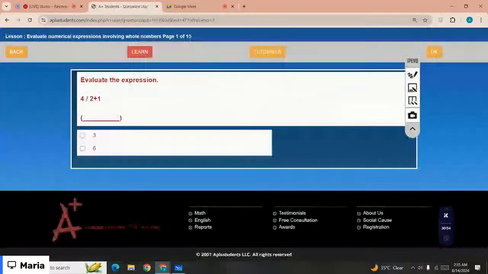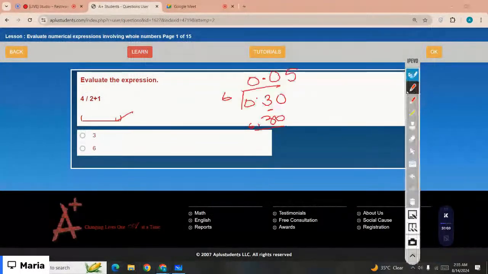That is 4 divided by 2 plus 1. So you have to keep in mind which operation you have to do first. Going from left to right, you have to do divide first. 4 divided by 2 is 2 and then you have to add. So 2 plus 1 is 3.